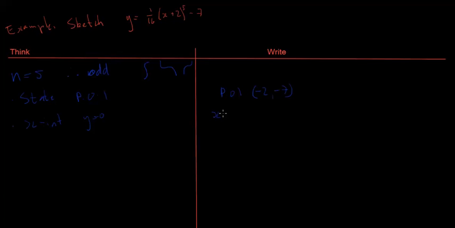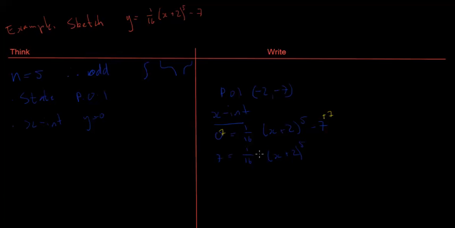So x-intercept, so 0 is equal to 1 over 16, x plus 2, all to the power of 5, take away 7. To find that, we're going to add 7 to both sides. So 7 would be equal to 1 over 16, outside of x plus 2, all to the power of 5.